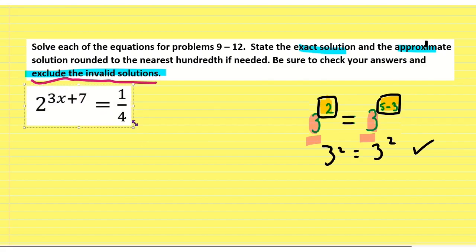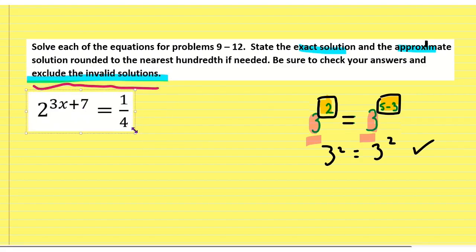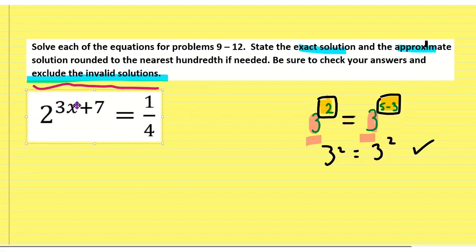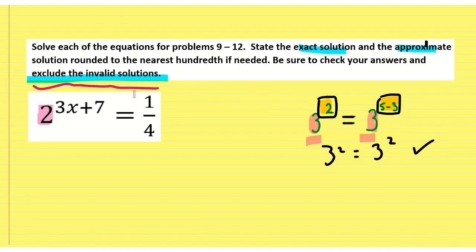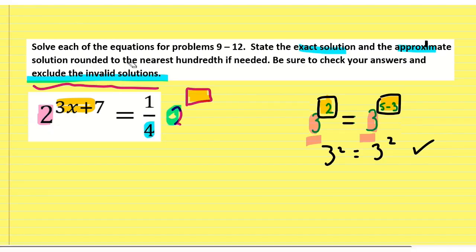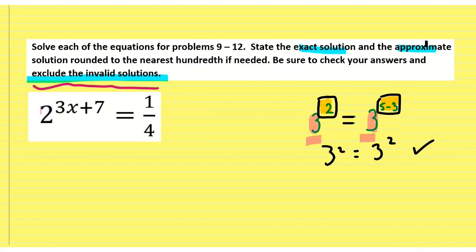Okay, so they've given us 2 raised to the power of the expression 3x plus 7 is equal to 1/4. Right now, this has a base of 2. So if there's any way that I could get the other side to also have a base of 2 to some power, then we could solve by setting this exponent equal to this exponent. So that's going to be our challenge: to try to change this 4 into a base of 2. So let's think about what we can do to the 4 or the 1/4.